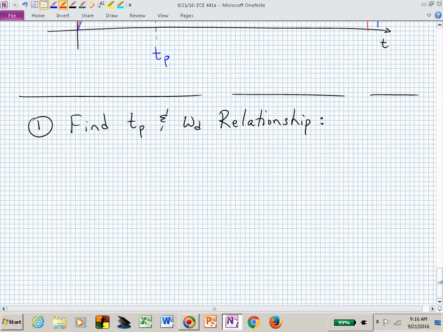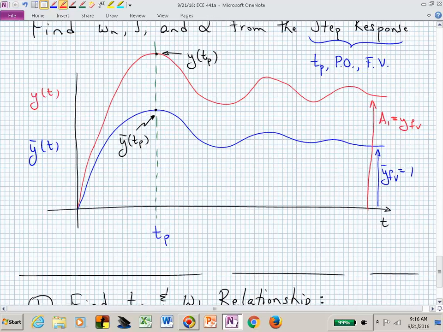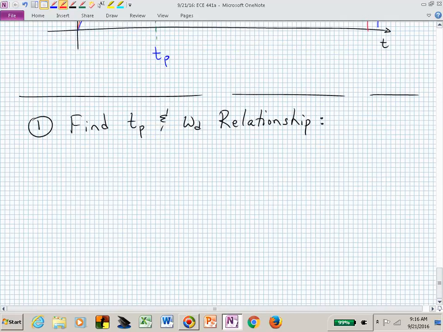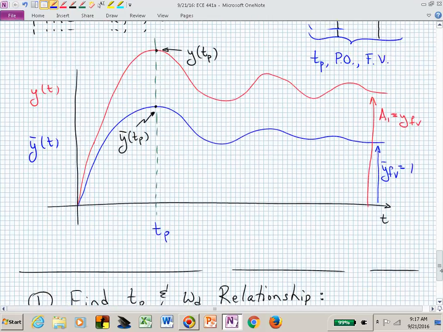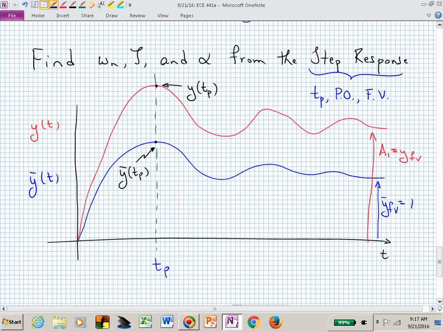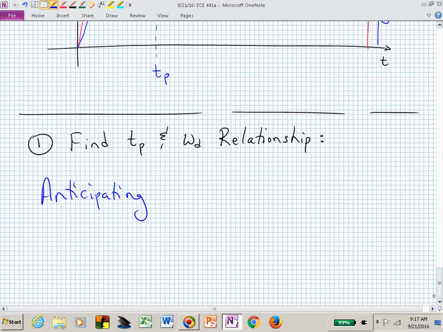But now let's find a way to relate this peak time, T sub P, to the damped frequency of oscillation, omega sub D. And to get us started, what I want to remind us of is that we are going to be looking for the derivative. How do we find maximums? Derivatives. So we are anticipating differentiating y bar in order to find where that maximum is occurring. Anticipating needing the derivative of y bar of t.